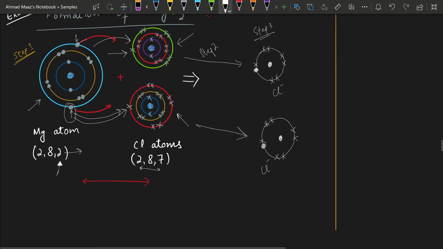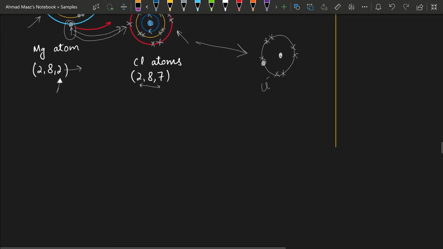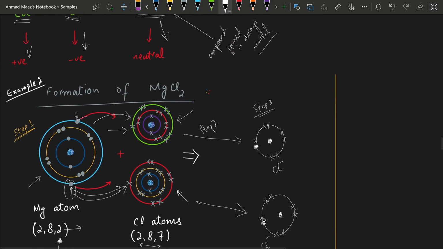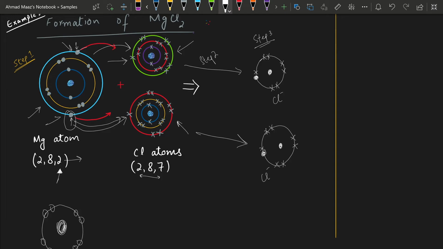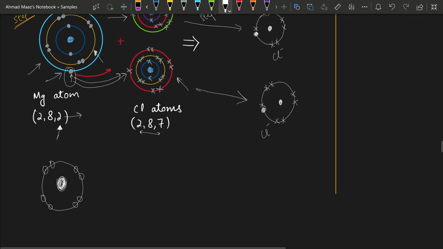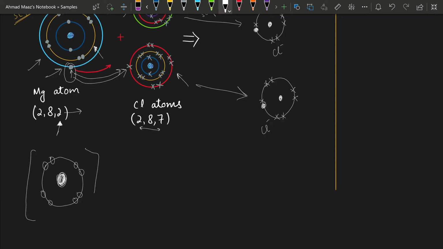Now we have a magnesium ion which has its complete octet, 7, 8. When these two electrons leave, this is the shell that is left behind. This is the valence shell now, and it has 8 electrons. So this magnesium ion has 8 electrons in its valence shell, and it will have a charge of positive 2.